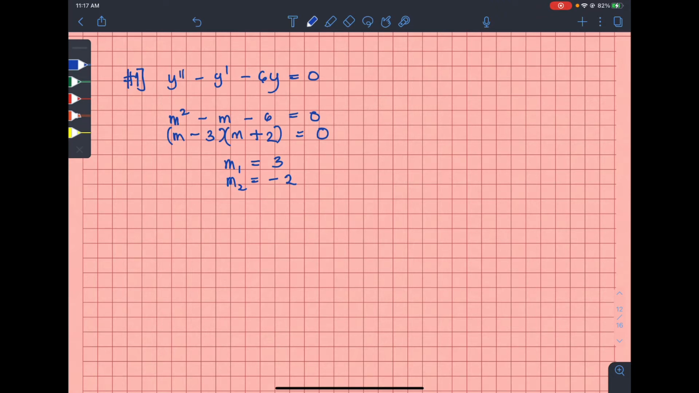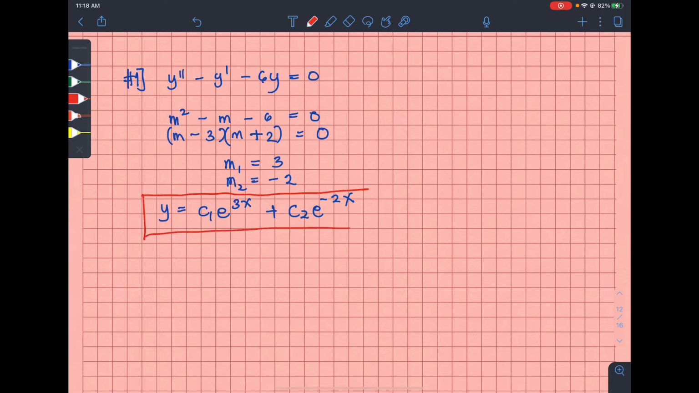So for case 1, our general solution would be equal to our first solution, that is c1 e raised to 3x, plus c2 e raised to negative 2x. So that would be our general solution: c1 e raised to 3x, then c2 e raised to negative 2x. So this is case 1, distinct roots.